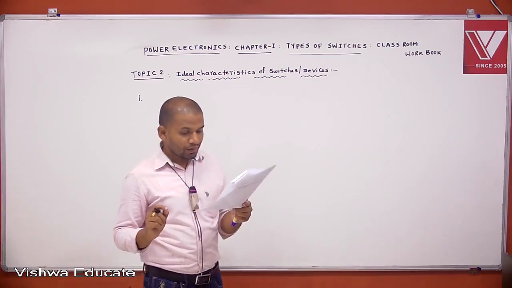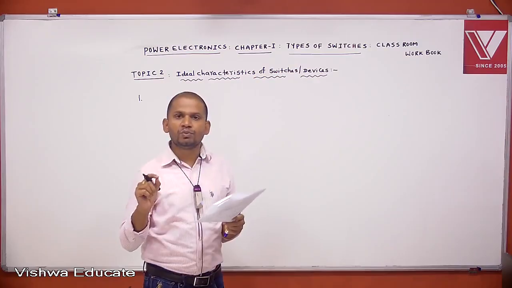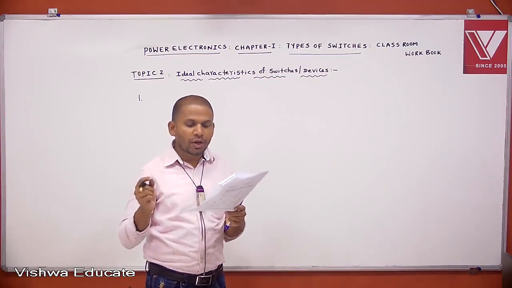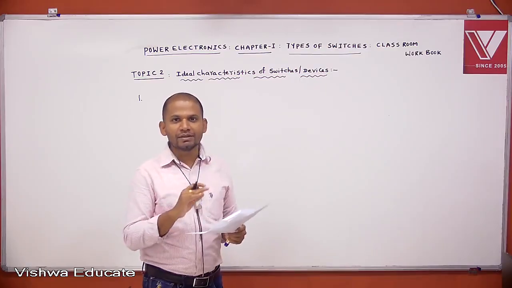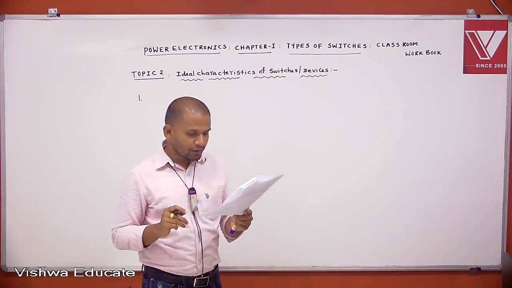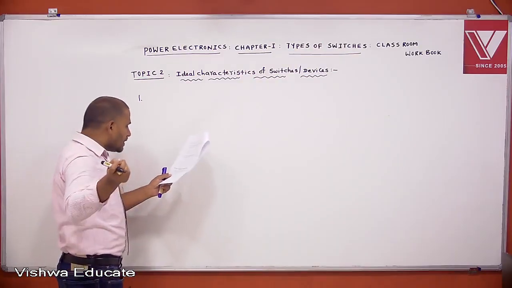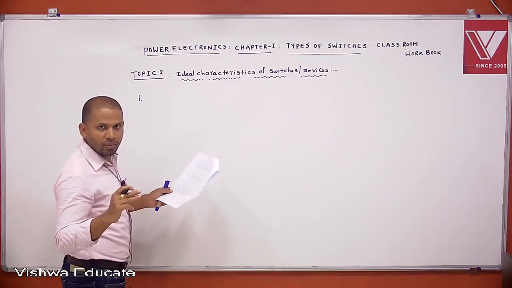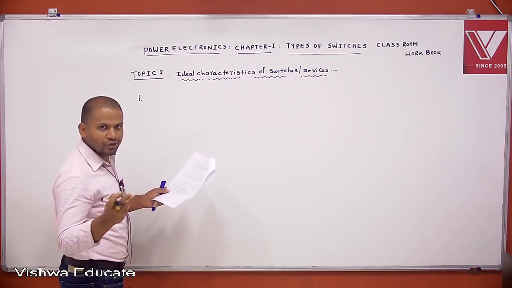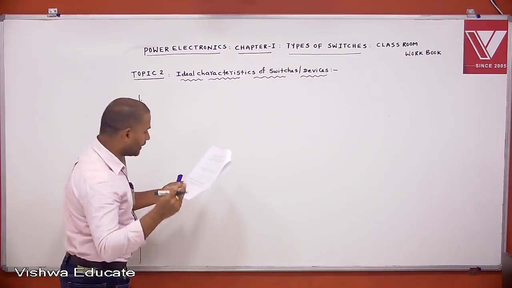Means in the given figure, which switch blocks both the polarity of supply? I already gave the concept in detail. Tell me, in the given figures, which switch blocks both the polarity? Both the polarity in the sense positive and negative supply.